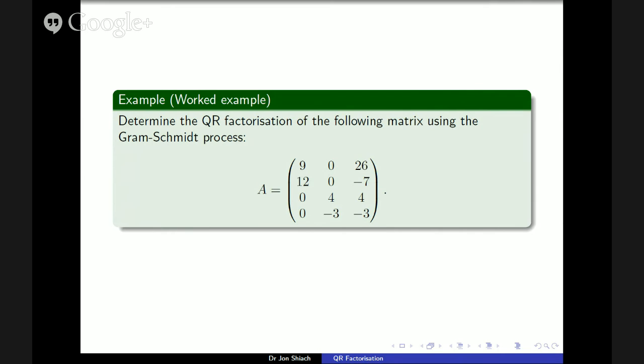Okay, so that's the upper triangular elements done. We can't do R33 because we haven't calculated U3 yet. So we need Gram-Schmidt to calculate U3. So U3 is A3 minus whatever the non-orthogonal bits from the other vectors. So minus R13 times E1 minus R23 times E2.